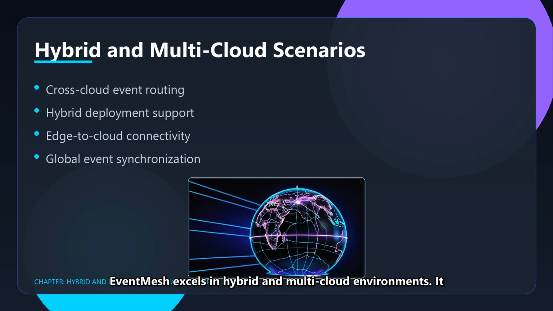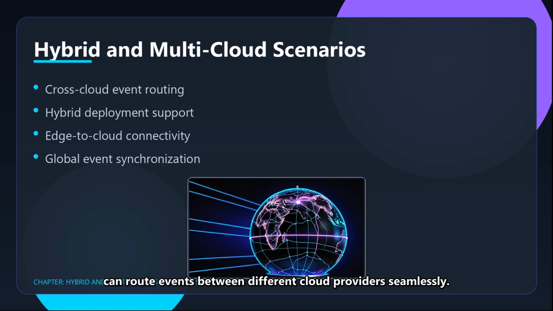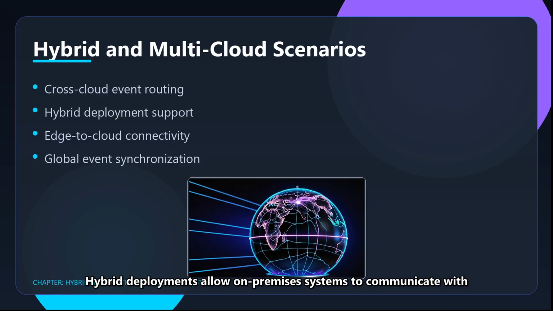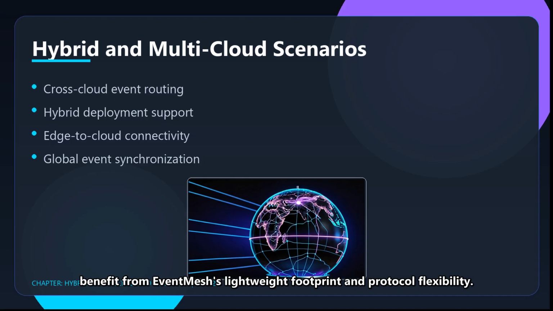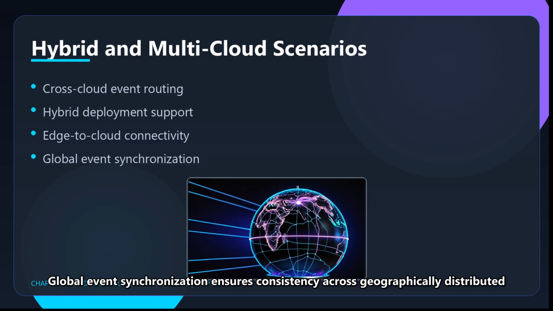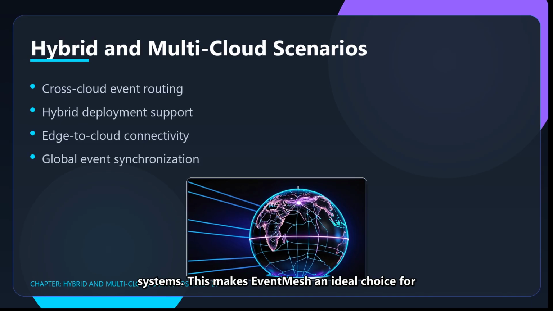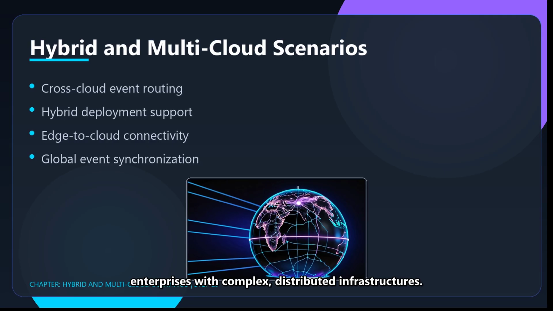EventMesh excels in hybrid and multi-cloud environments. It can route events between different cloud providers seamlessly. Hybrid deployments allow on-premises systems to communicate with cloud services through the mesh. Edge computing scenarios benefit from EventMesh's lightweight footprint and protocol flexibility. Global event synchronization ensures consistency across geographically distributed systems. This makes EventMesh an ideal choice for enterprises with complex, distributed infrastructures.